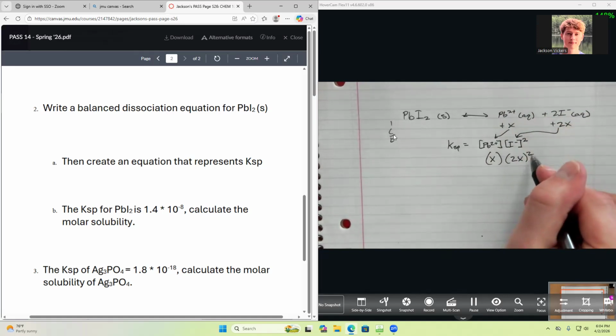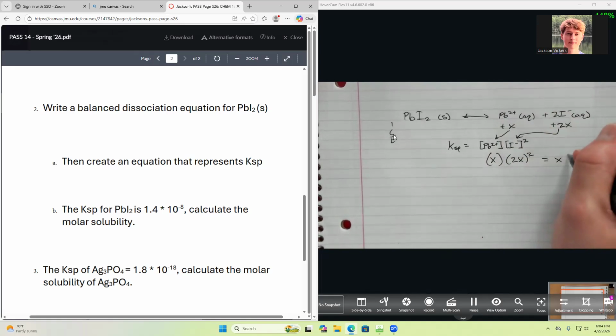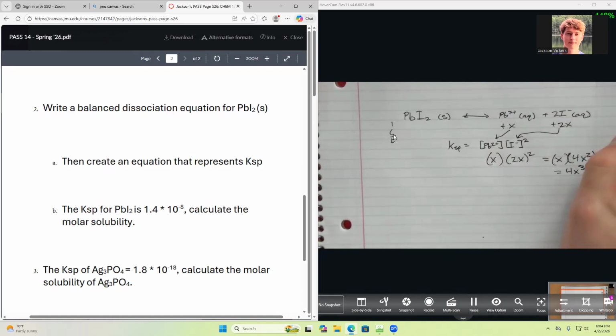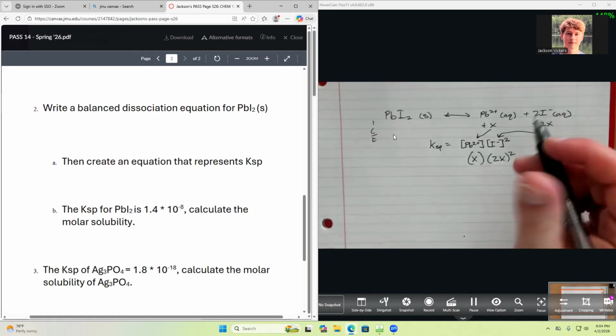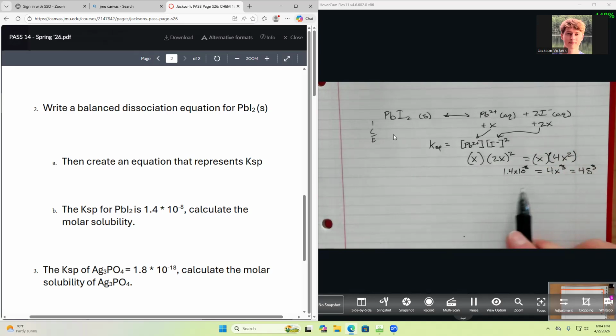And we know that the square only applies to what's inside the parentheses. So it's actually x times 4x squared, meaning it's really 4x cubed, or 4S cubed. Same deal. And that's what we're setting equal to this Ksp value, so 1.4 times 10 to the minus 8. And now all we have to do is solve for x. So divide by 4 and then take the cube root of it.